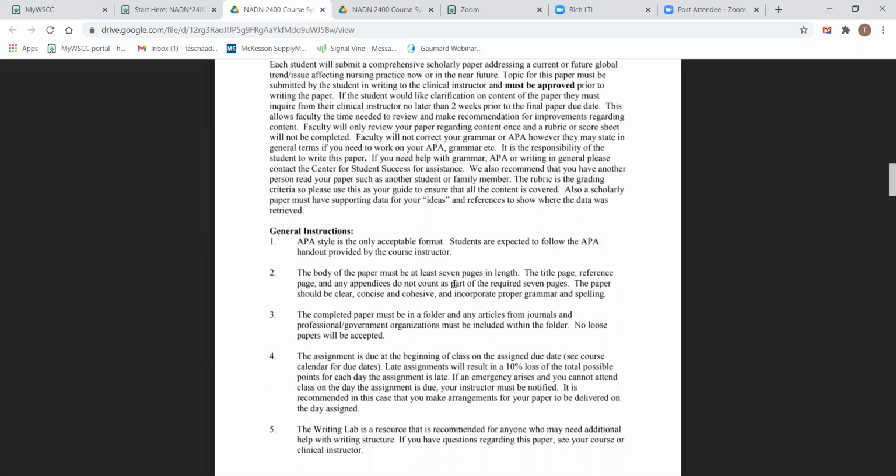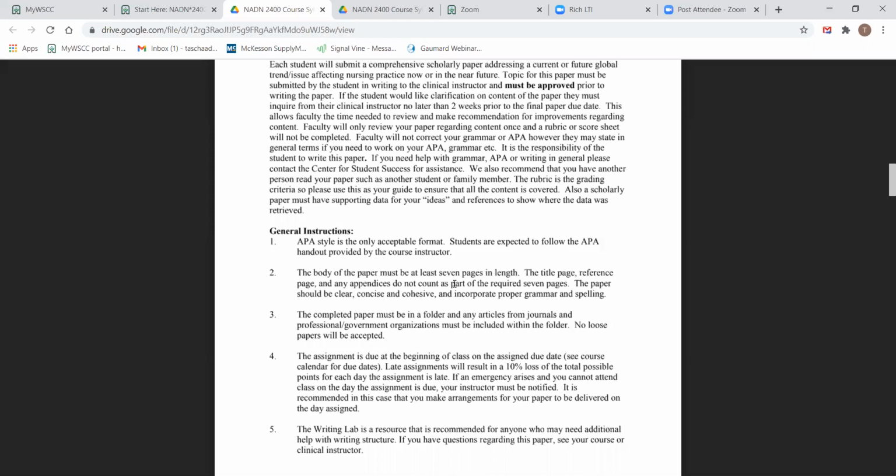So if the student would like clarification on the content of the paper, they must inquire from their clinical instructor no later than 2 weeks prior. So that would be right after spring break. Okay, that's going to give your clinical instructor time to be able to review that paper. They will review your paper regarding content once.